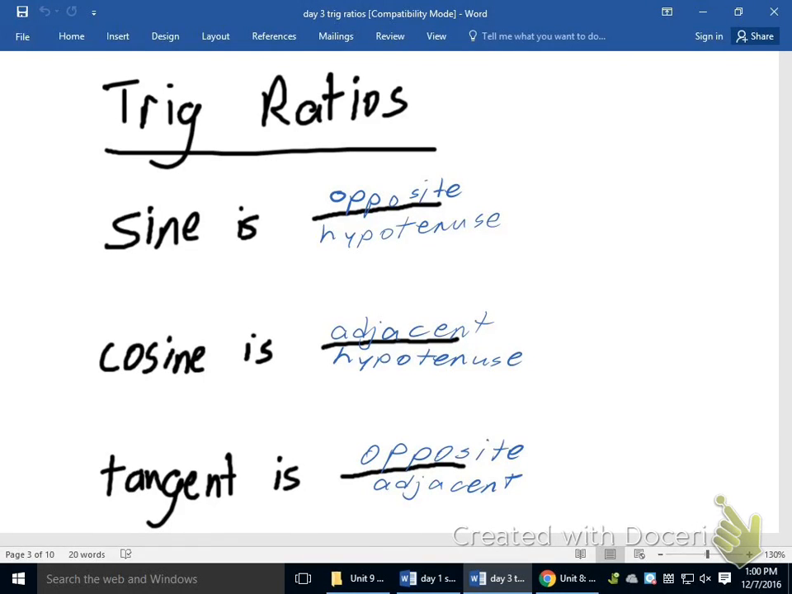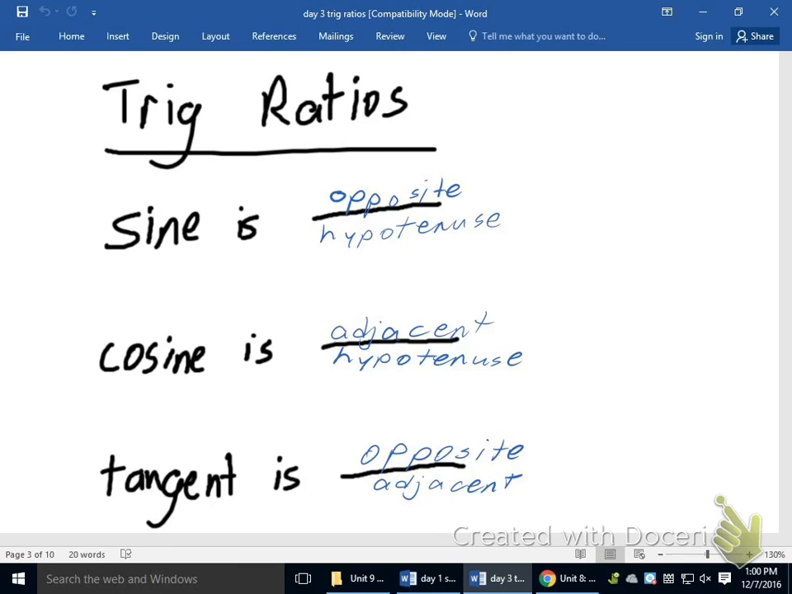All right, this is Unit 8, Trigonometry. We're doing Day 2, trig ratios, trigonometric ratios, and there are three basic trig ratios that we're going to be talking about today. There are another three that will come up, but we're going to focus on these three basic ones today. The sine, cosine, and tangent is how these are pronounced.